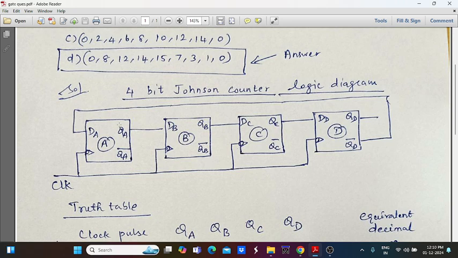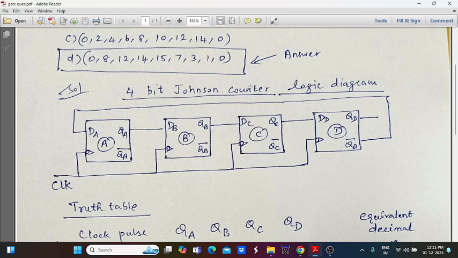That is, QA, the output of the first flip-flop, is connected with the input of the second flip-flop, and QB is the output of the second flip-flop connected to the input of the third flip-flop, and QC is the output of the third flip-flop connected with the input of the fourth flip-flop, and the fourth flip-flop output is assigned as QD. The inverse of the fourth flip-flop output is given as feedback to the input of the first flip-flop. So this is the concept of Johnson counter.